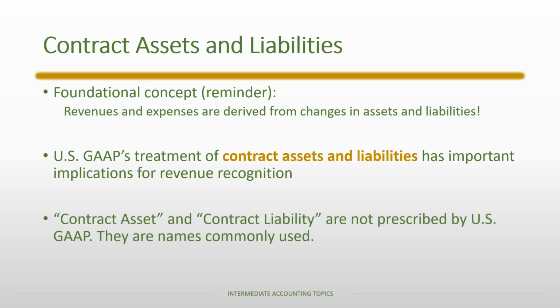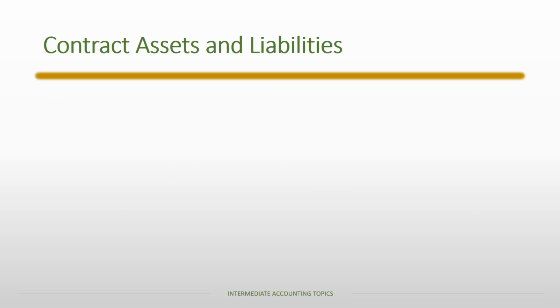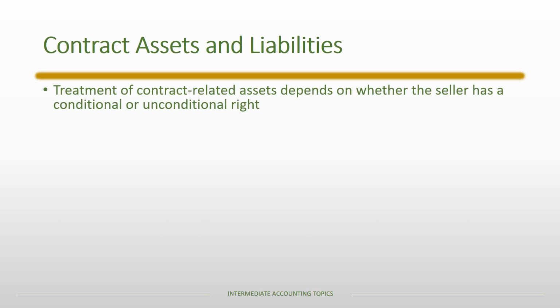So these account names, contract asset and contract liability, are not in any way prescribed as being the names required by US GAAP, but they are commonly used, so I'm going to use them. And it's also what's used in the textbook that I usually teach from. Okay, so the contract asset really depends on whether there's a conditional or an unconditional right.